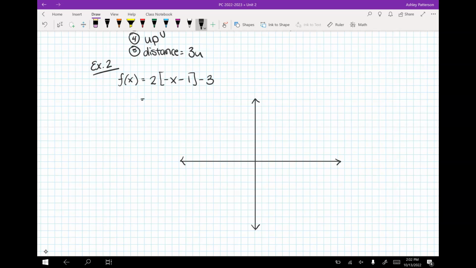And the first thing I see is that I'm going to need to factor out the negative. Don't forget, sometimes we do have to factor out a negative. That's going to leave us with x plus 1 inside the quantity. Let's identify where we start. Step number 1. H, always the opposite sign. So I'm going to start at -1, -3. Let's go ahead and plot that. So I'm going to go to -1, 1, 2, -3.